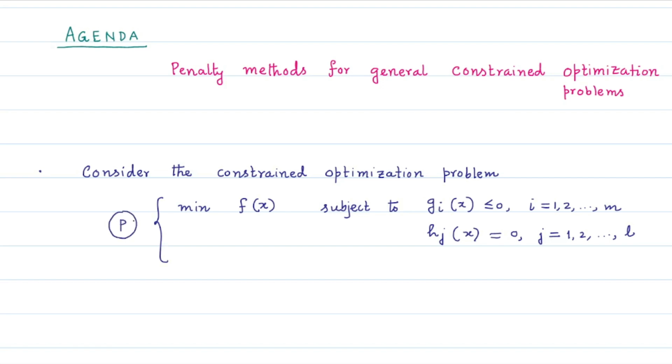And we notice that by converting the equality constraint h_j(x) = 0 into two inequality constraints, h_j(x) ≤ 0 and -h_j(x) ≤ 0, we can assume the problem P is given by a set of inequalities, and that would not lose any generality of the problem, right?